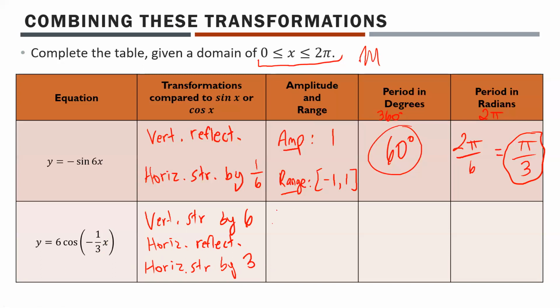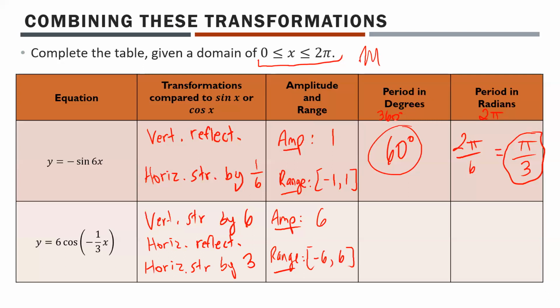So let's now look at our amplitude and our range. Our amplitude in this case is going to be 6 because it's our vertical stretch. Amplitude is 6. And then as for our range, again, because we're not moving this up or down, we can say our range is from -6 to +6.